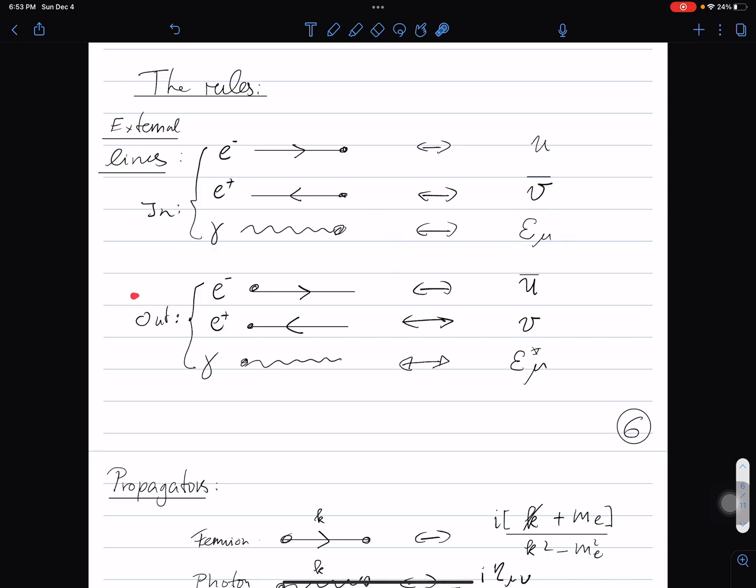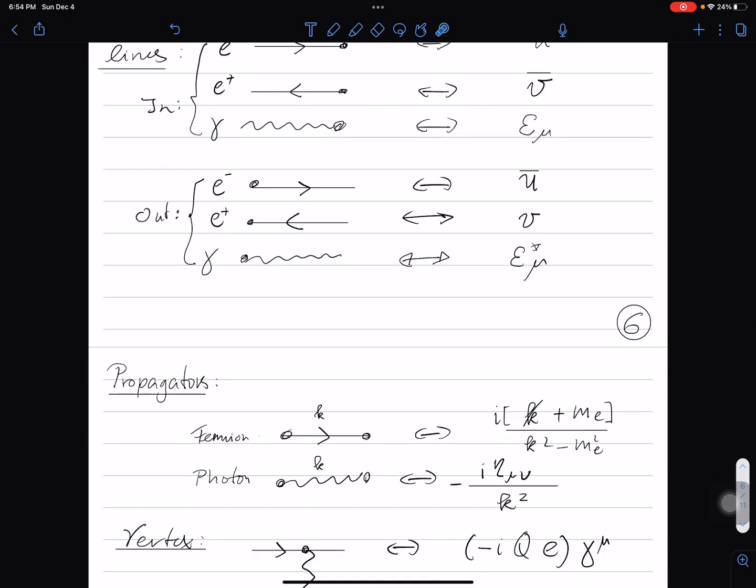The photon field A mu has a 4-index, so this polarization vector also has a 4-dimensional space-time index. If we have an outgoing electron, we have a spinor u with a bar. If we have an outgoing positron, the antiparticle, we have a spinor v without a bar. Also, an outgoing photon gives us the polarization vector e mu, which is conjugated since it gets complex.